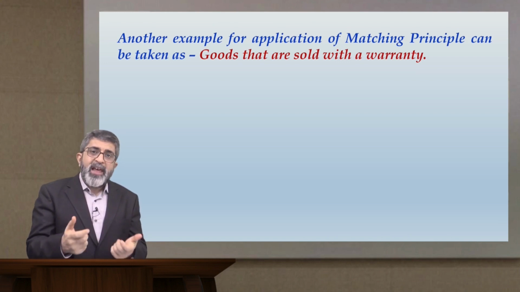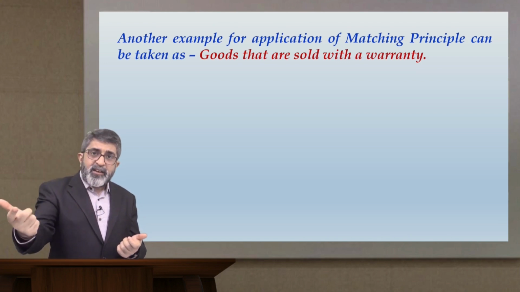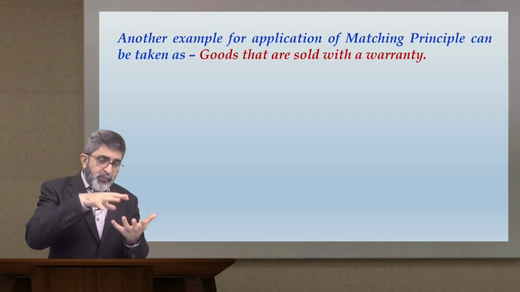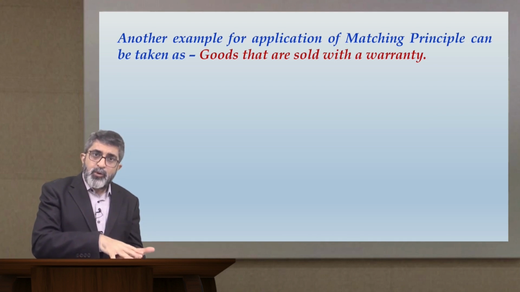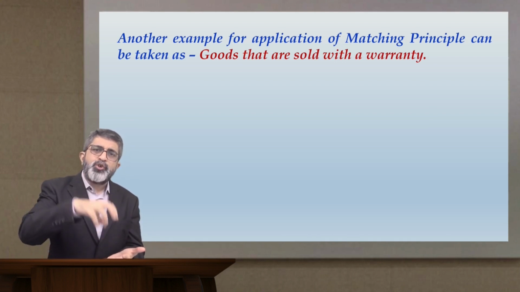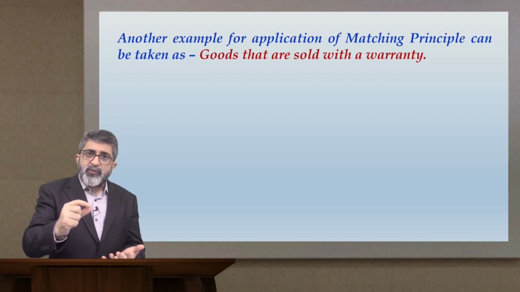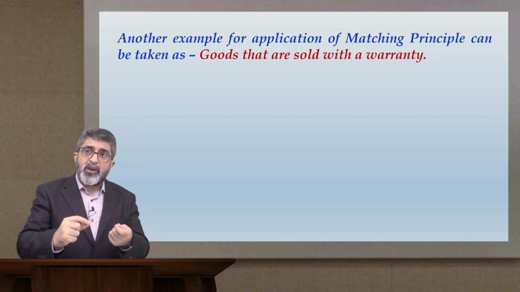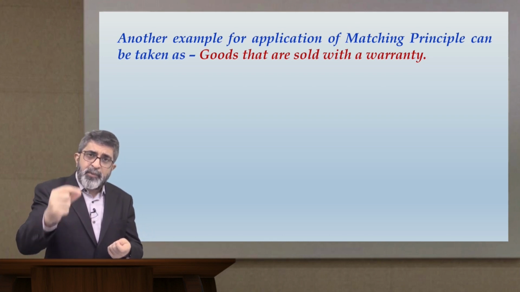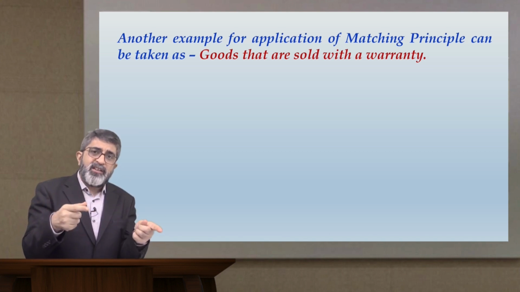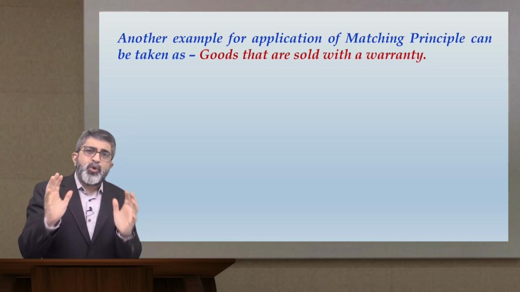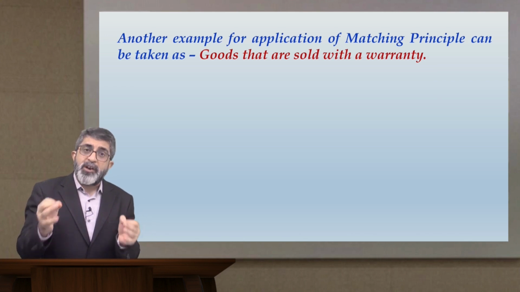So what will happen, cost may be incurred later with respect to warranty, but the sale has been recognized now. As a result, a provision should be recognized now. That provision will have an effect of recording an expense in the income statement in the current period, and simultaneously a liability in the balance sheet towards provision for warranties.